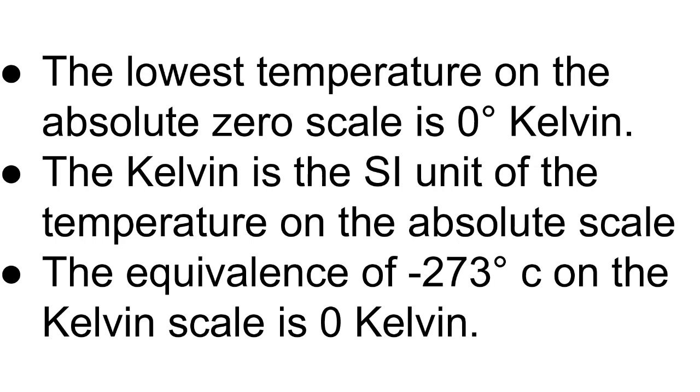The equivalence of negative 273 degrees Celsius on the Kelvin scale is 0 degrees Kelvin. Therefore, that is the lowest temperature that the absolute 0 scale can ever have. 0 degrees Kelvin is equivalent to negative 273 degrees Celsius.